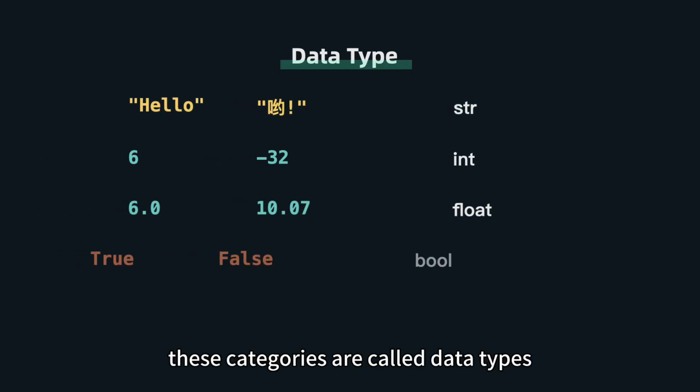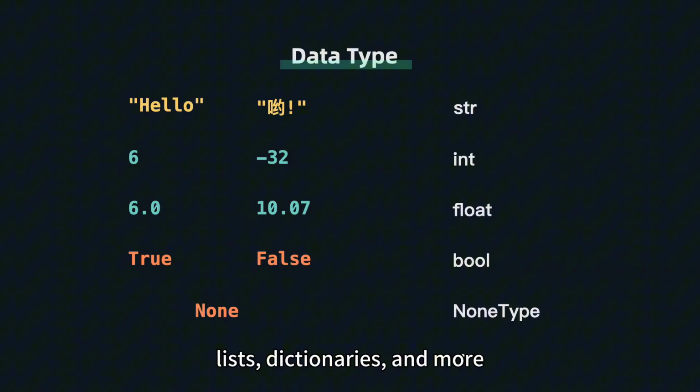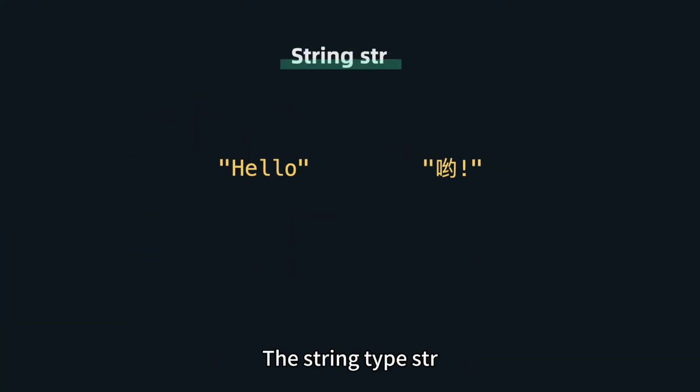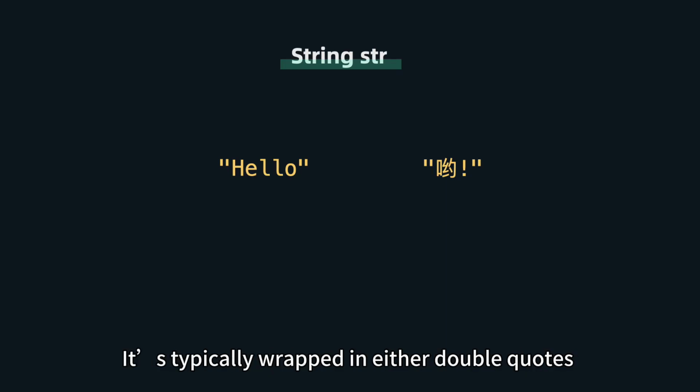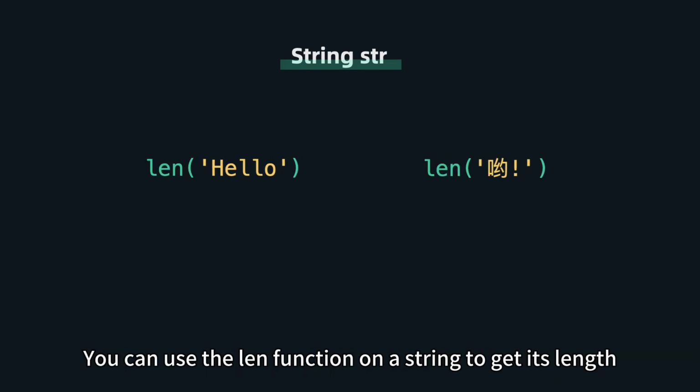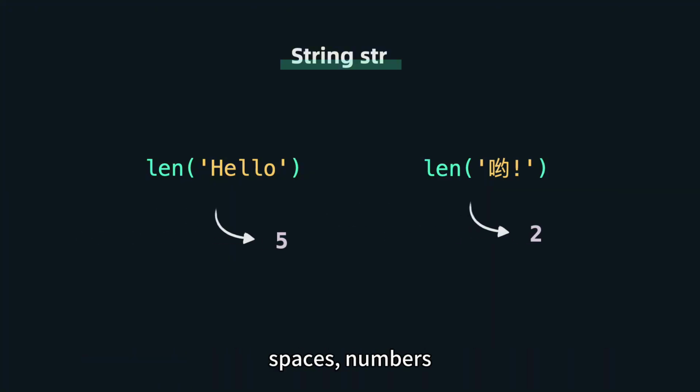In Python, these categories are called data types, which include strings, integers, floating point numbers, booleans, the null type, and later on, lists, dictionaries, and more. The string type, str, is a sequence of characters that represents text. It's typically wrapped in either double quotes or single quotes. You can use the len function on a string to get its length. When calculating the length, spaces, numbers, and symbols each count as one character.